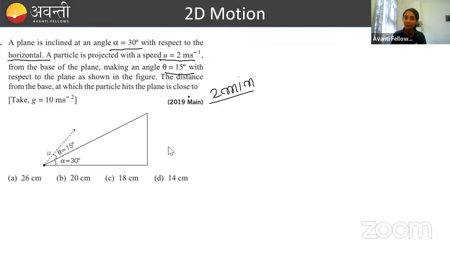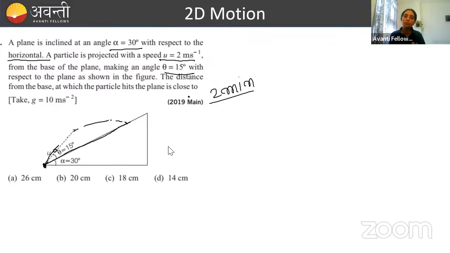What do we have to find? We have to calculate the distance from the base, that is from here, at which the particle hits the plane. So we are throwing a particle like this. It will go like this, and hit somewhere here. Clear? So we have to calculate this distance.